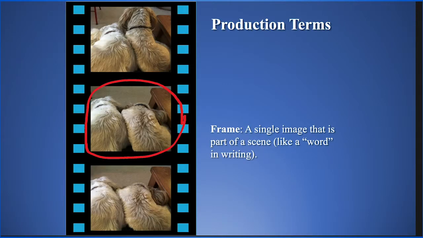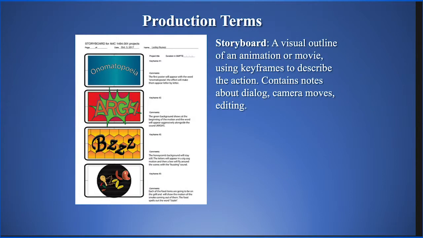Here are some production terms. So a frame is a single image that is part of a scene. It's like a word in writing. A storyboard is a visual outline of an animation or a movie, using keyframes to describe the action. It contains notes about dialogue, camera moves, and editing.